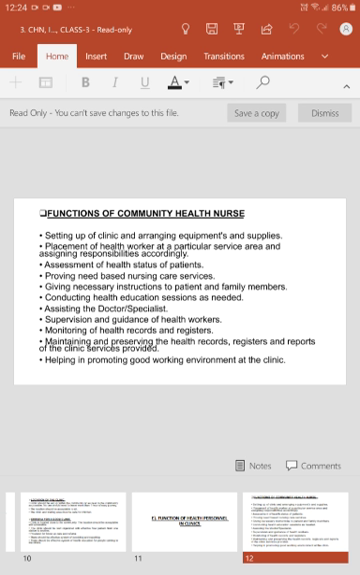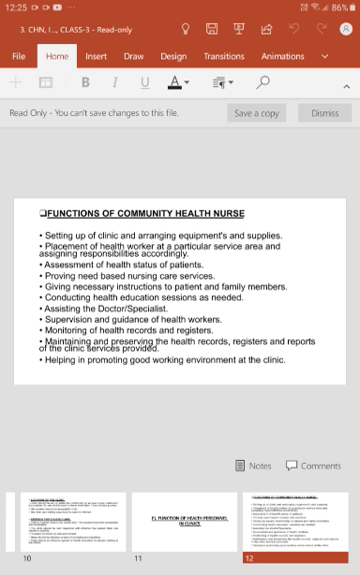You should maintain good communication skills as well as rapport to maintain a good environment at the clinic, and you should maintain sterilization in that clinic also. It is very good for working in that environment. So these are the main functions of community health nursing.